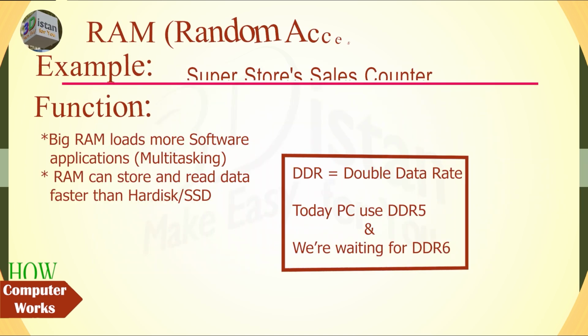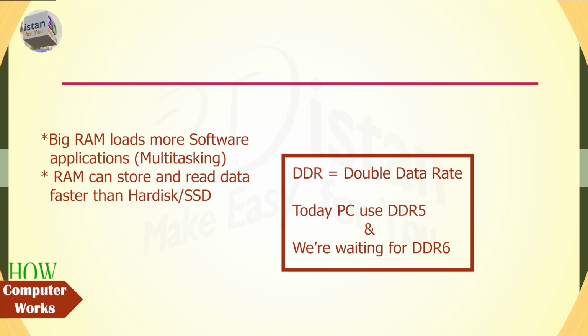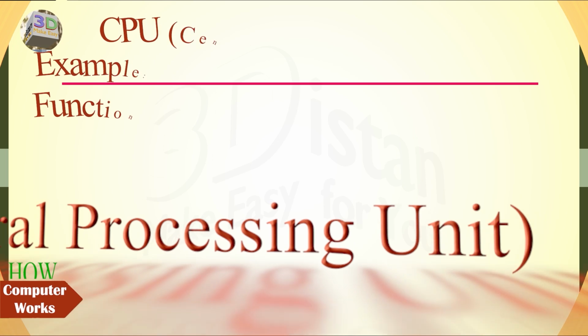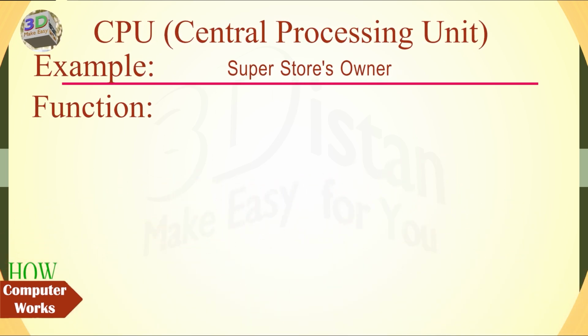RAM is actually a memory storage element which is much faster than the hard disk. CPU, Central Processing Unit. Example: the store owner. The CPU is like the store owner.